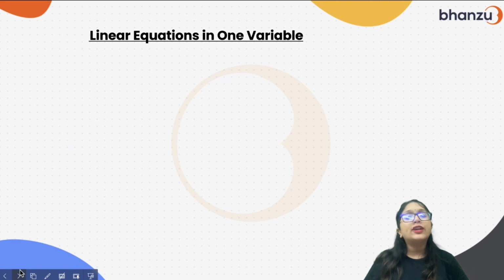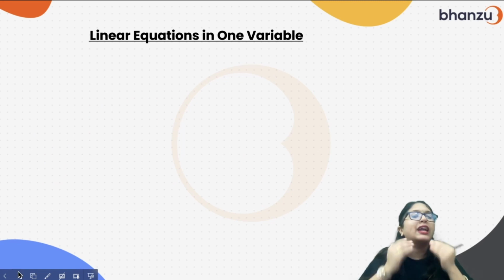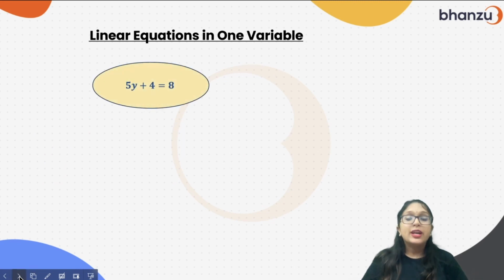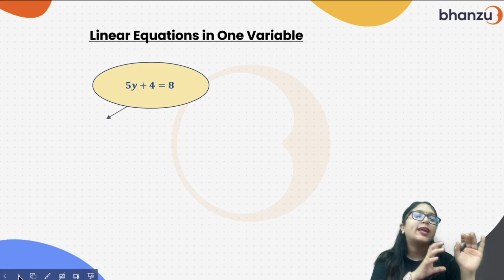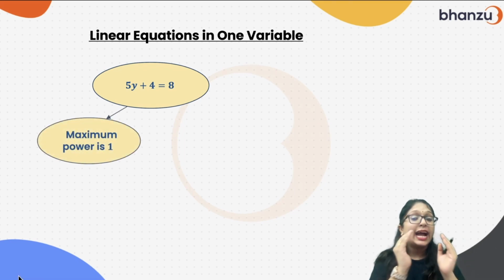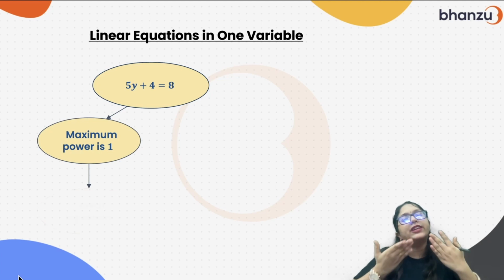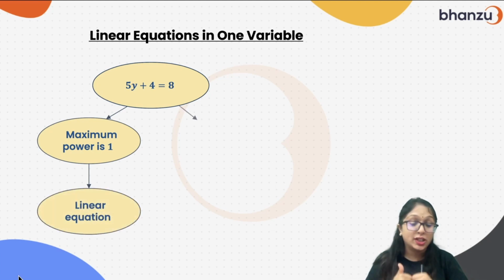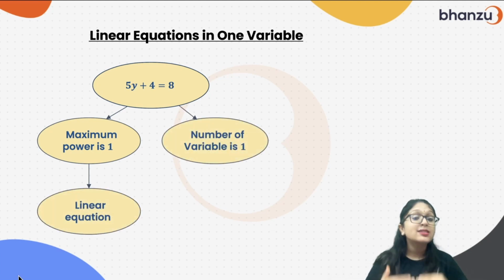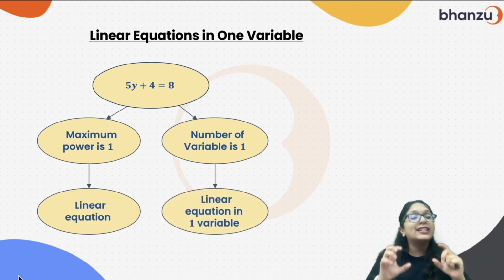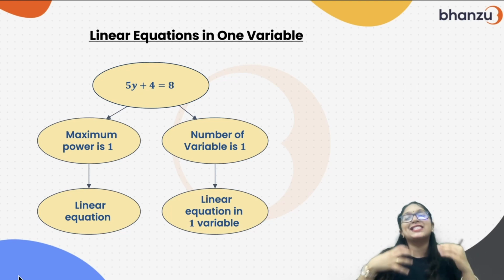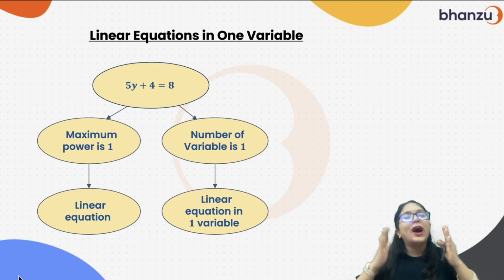So now we will talk about linear equations in one variable. Okay. So let's see, 5y plus 4 is equal to 8. Now we can see that the power of the variable is 1. So this is definitely a linear equation. The next thing is, how many variables are there? There is just one variable. We can see just y. So this is a linear equation in one variable.